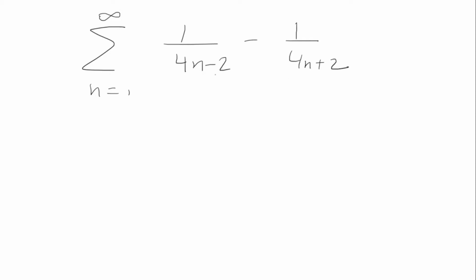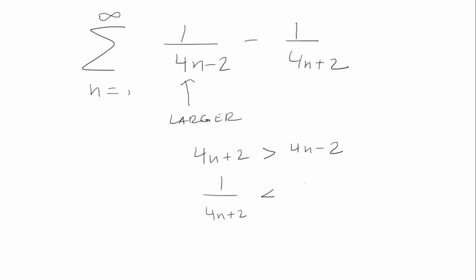So we're going to compare the denominators. We always want the first term to be the larger one. So let's do a quick check for that. We know that 4n plus 2 is greater than 4n minus 2, because the 4n's are the same, and if you add something, that's bigger than if you subtract something. So when I flip it, the inequality changes. So that means 1 over 4n minus 2 is greater than 1 over 4n plus 2.